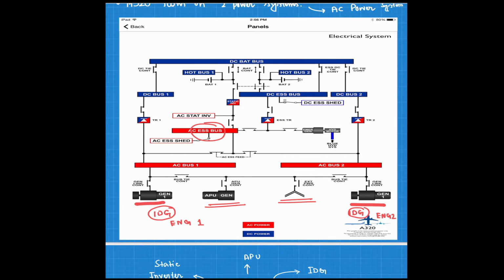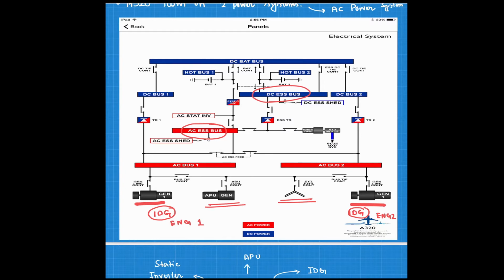When there is no power, the essential components are powered only by the AC essential bus. So at the time of a cold and dark startup, the AC essential bus will power up the essential components to start the aircraft. In an emergency also, this bus will supply the essential components. Likewise there is the DC essential bus, which supplies the essential components that run on DC power.